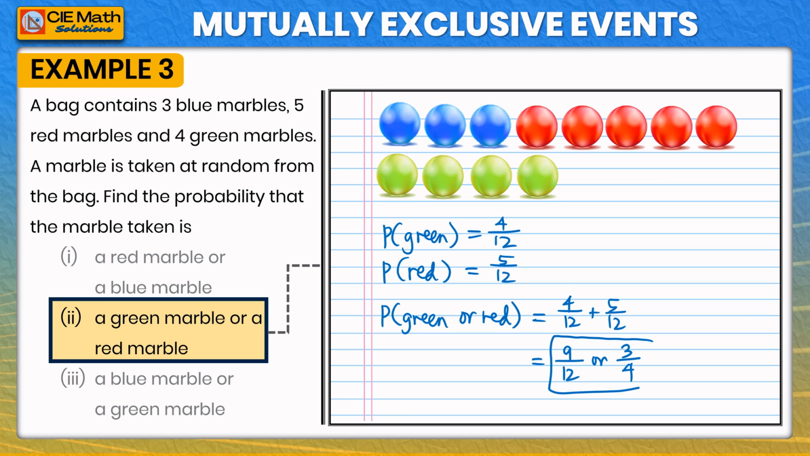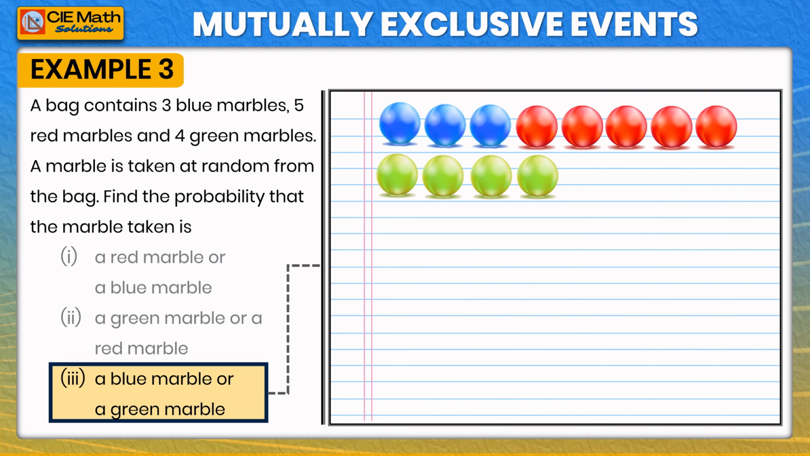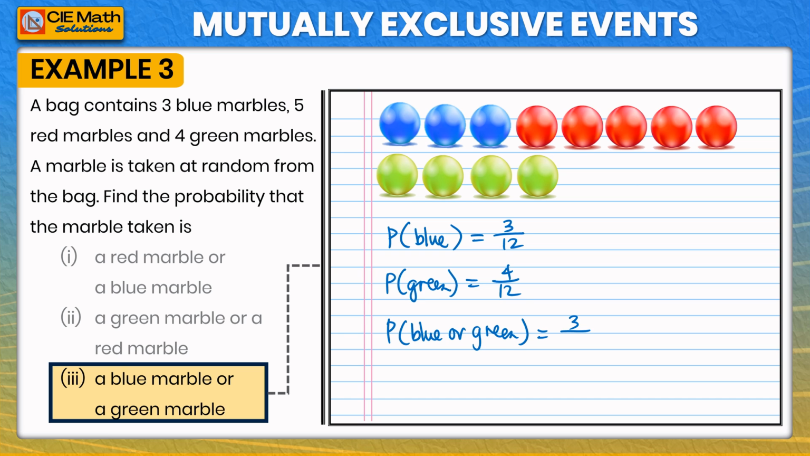For triple I, getting a blue marble or a green marble. So if we will have the probability of the blue one, that will be equal to 3 out of the 12 marbles. The probability of getting the green, there are only 4 green marbles, so 4 over 12. So the probability then of getting a blue or green is equal to 3 over 12 plus 4 over 12, which gives us 7 over 12. The probability then of getting a blue marble or a green marble is 7 over 12.